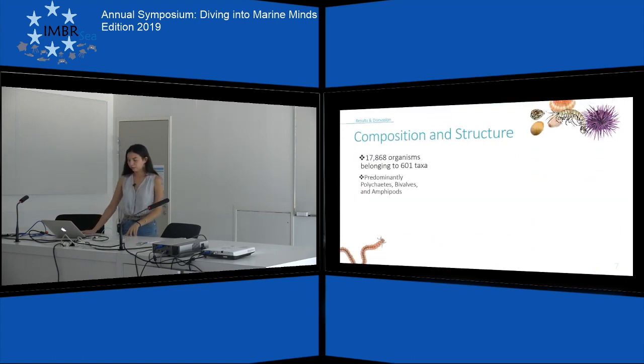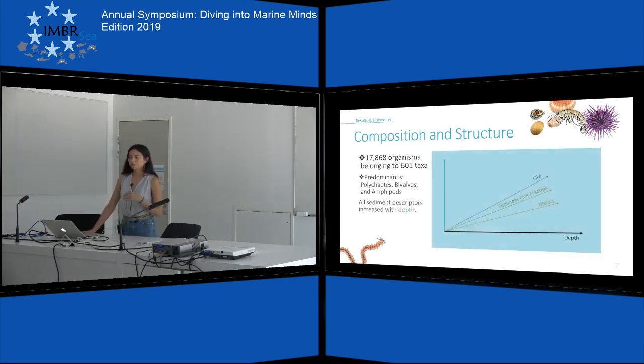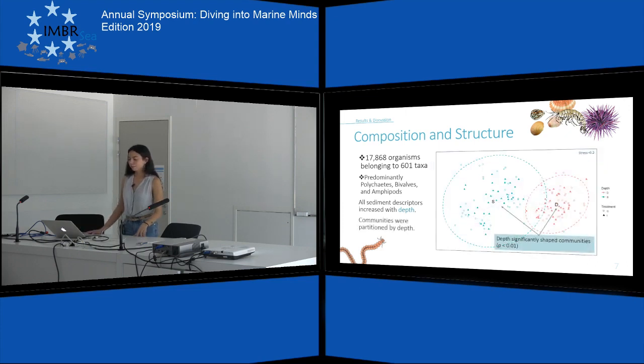So let's proceed to the results. A total of 17,868 organisms belonging to 601 taxa were identified, and these were predominantly polychaetes, bivalves, and amphipods. All of the sediment descriptors actually increased with depth independently from the farm. And this makes sense because deep areas tend to have finer sediments because of the reduced effects of wave action, and organic matter and metals tend to have an affinity with fine sediments. It also followed that the communities were partitioned by depth instead of their positions relative to the farm.